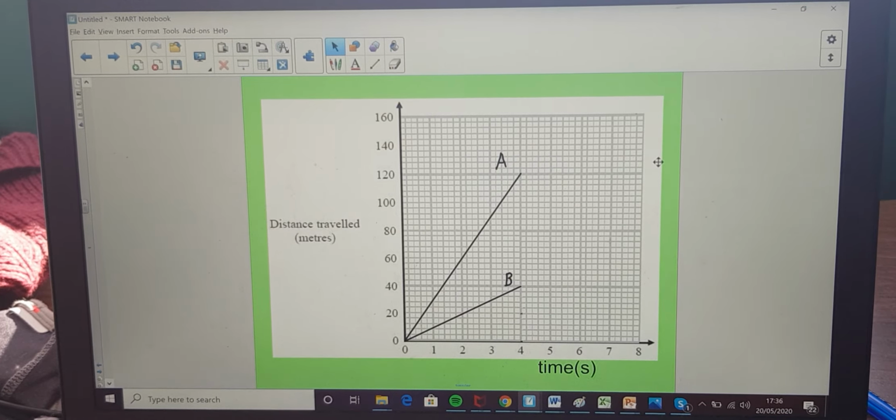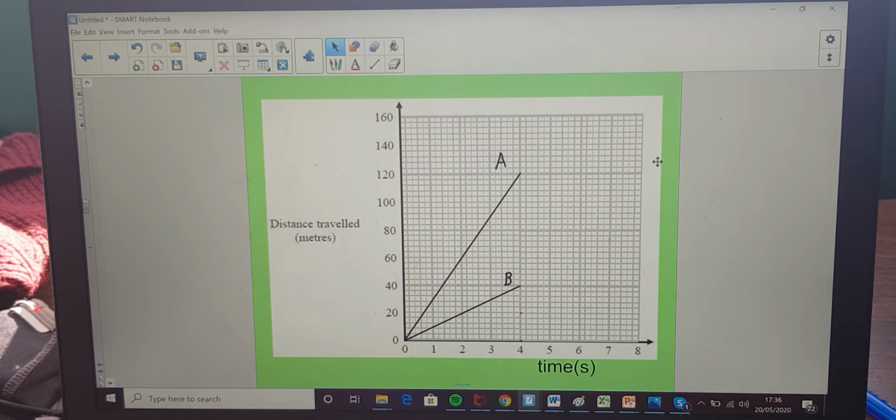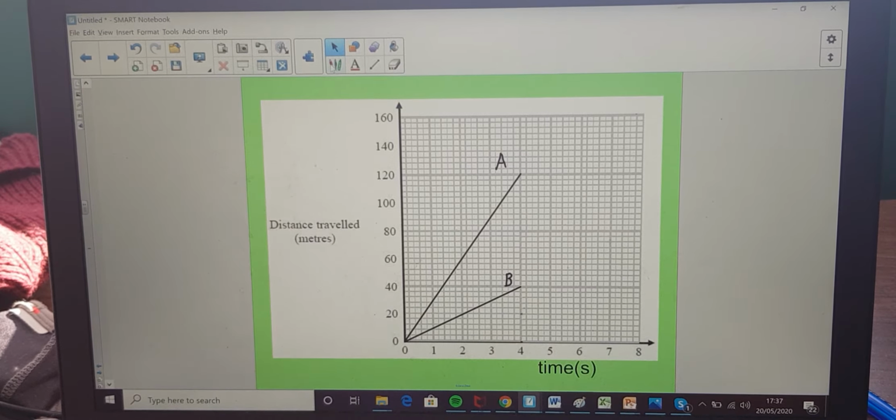Now, if I just asked you straight away, who went faster? Well, hopefully it should be pretty clear who went faster. Person A went faster. Now, if you say because the line is longer, that's rubbish. We should be thinking about using our proper mathematical language because the gradient is steeper. The gradient of a distance time graph is the speed.